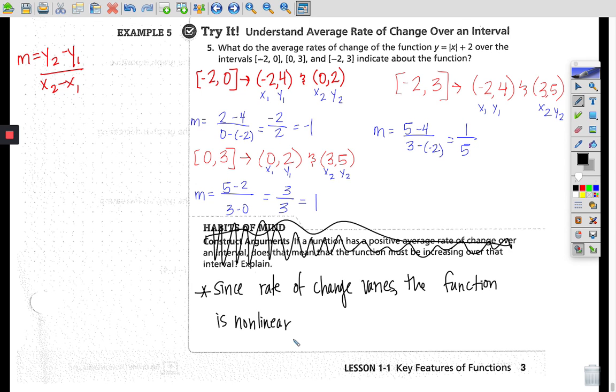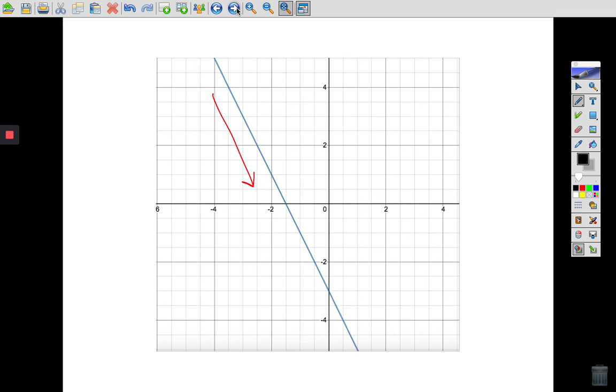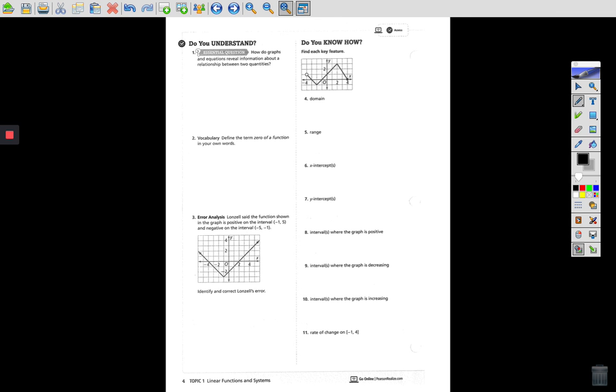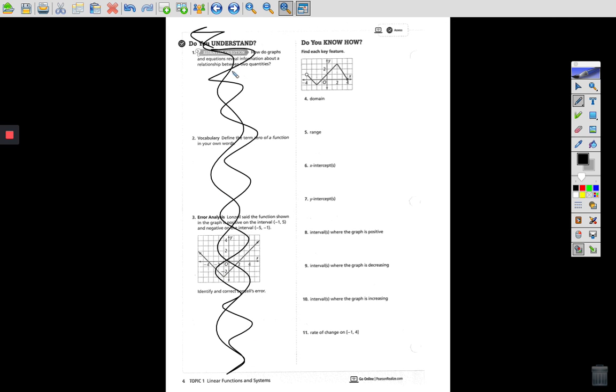Right now, I want you guys to turn to page 4. I'm going to go ahead and tell you, I am not ever going to assign anything that is under this part right here. Do you understand? That will never be assigned to you. So tonight, I only want you to do these. It's just all the key features we talked about: domain, range, x-intercepts, y-intercepts, intervals if the graph is positive, where it is decreasing, where it is increasing, and the rate of change. So I want you to try your best on these. I will come around tomorrow at the beginning of class and check to make sure you did them, okay?